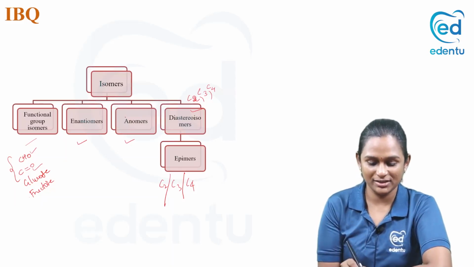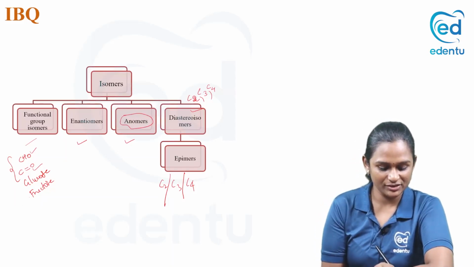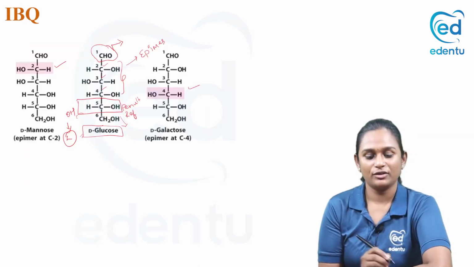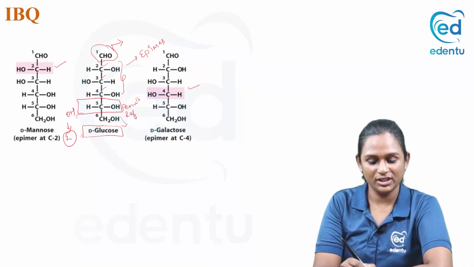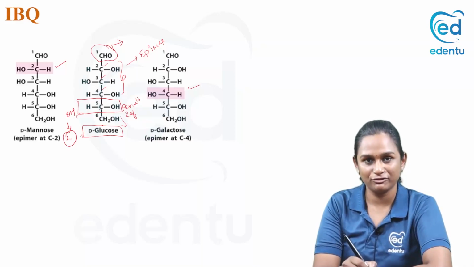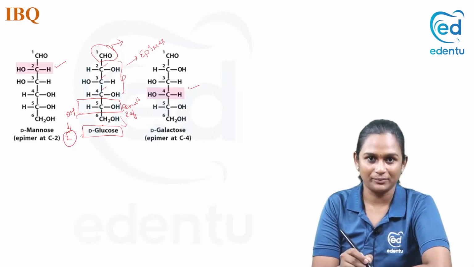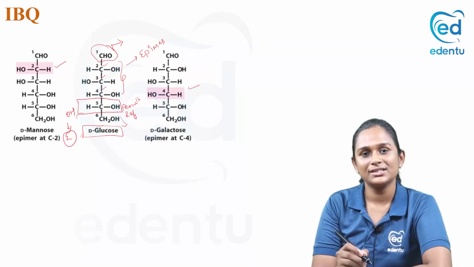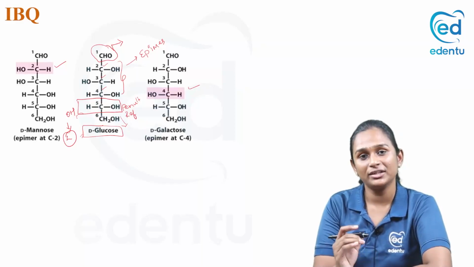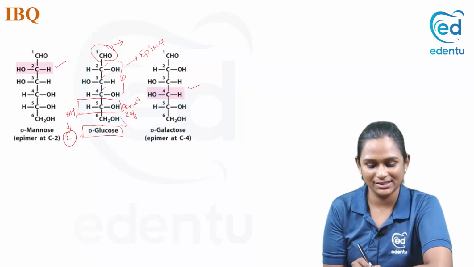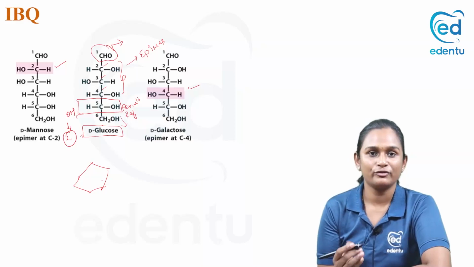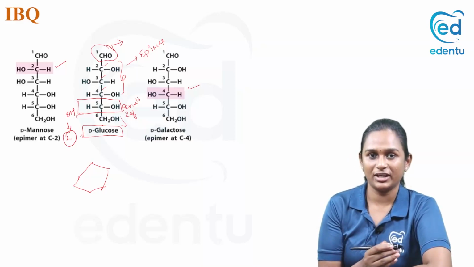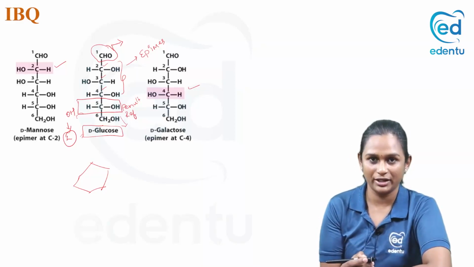The last one is anomers. If you see the structure of glucose, C2, C3, C4 and C5 are the four asymmetrical carbon atoms. Since any compound with five or more carbon atoms will tend to exist in a ring form, either a furan ring or a pyran ring, we label them as either furanose or pyranose.